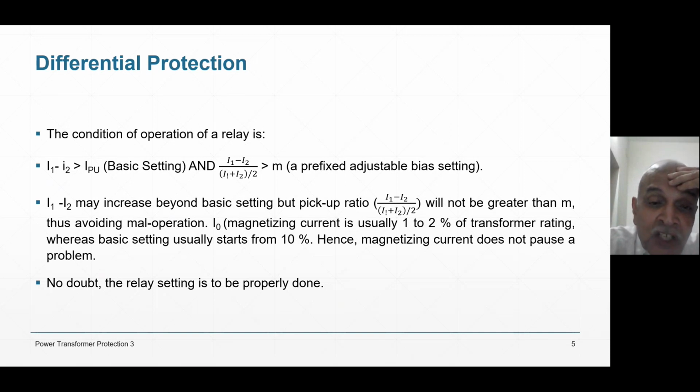I1 minus I2 may increase beyond the basic setting if an external fault occurs. But at the same time, I1 and I2 also will increase. So (I1 minus I2) upon (I1 plus I2) by 2 will not be greater than M. Thus, the maloperation in through faults will be avoided. Yes, right. So you have to properly calculate the relay setting, and you should know.